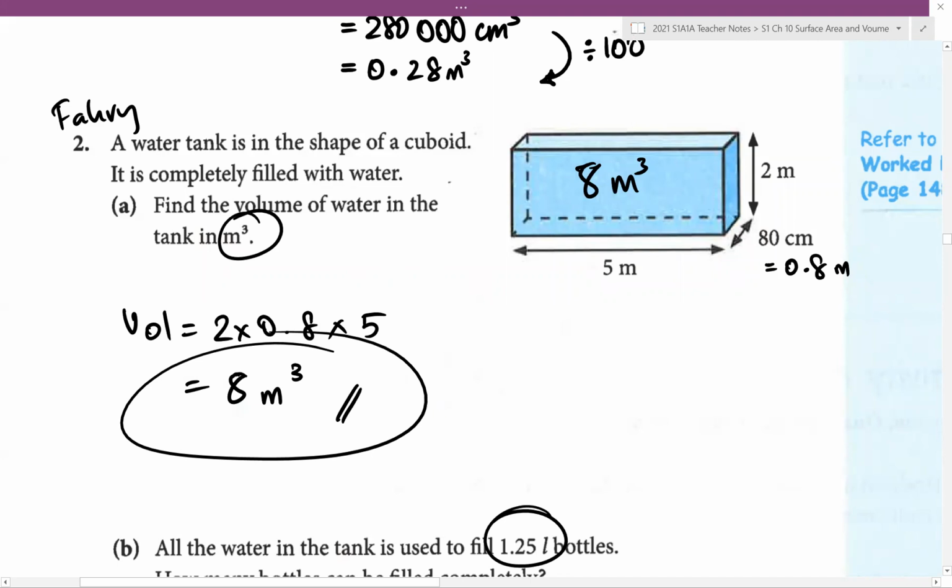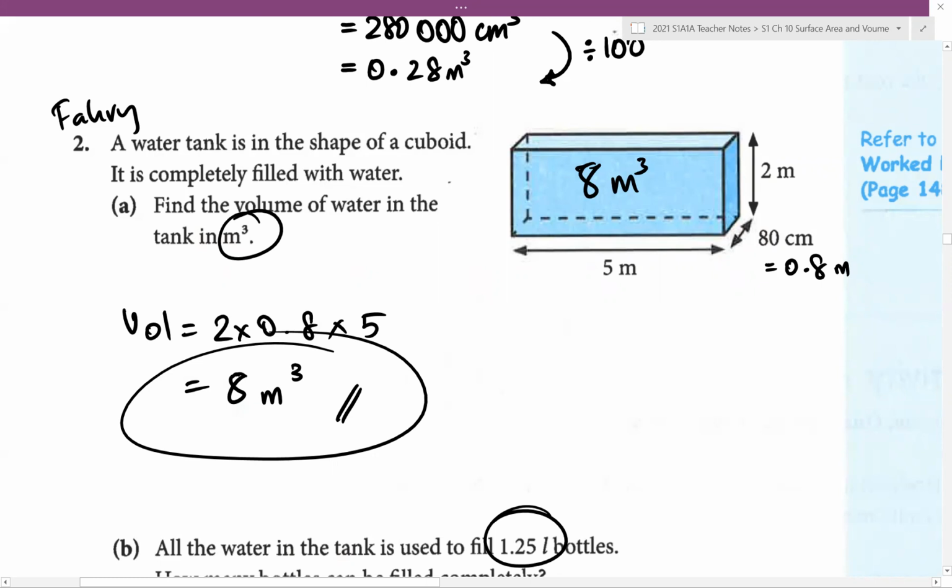But there's a problem. 1.25 is in liters, whereas 8 cubic meters is in cubic meters. The units are not the same. So can divide? Units not the same, cannot divide. You have to make sure the units are the same, then you can divide. So how are we going to change the units? Do you want to change the cubic meters to liters? Or do you want to change the liters to cubic meters?